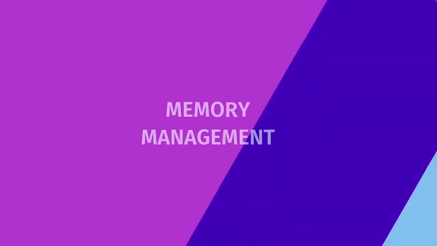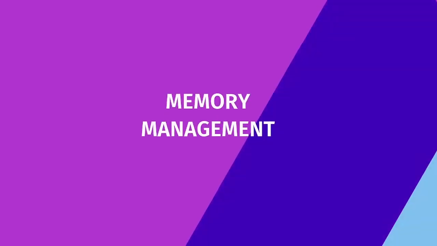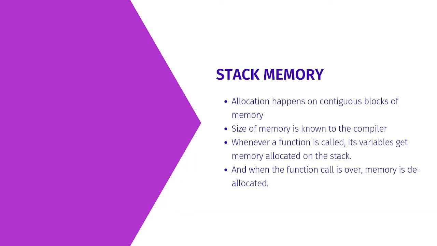So memory management is done using stack and heap memory. First of all, let's talk about stack memory. The allocation happens on contiguous blocks of memory. The size of the memory to be allocated is known to the compiler, and whenever a function is called, its variables get memory allocated on the stack. And whenever the function call is over, the memory for the variables is deallocated.